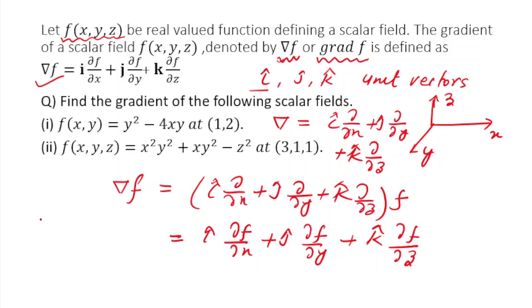I hope you are clear about one very important point here: the gradient of a scalar field is a vector quantity. We take a scalar field, so this is a scalar function, but if I calculate its gradient, what I get is a vector quantity. Sometimes they also ask whether we can calculate the gradient of a scalar field. The answer is yes, and what I will get is a vector quantity. So to understand it, let us solve a few problems.